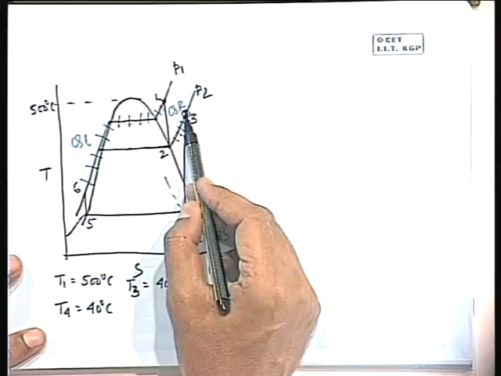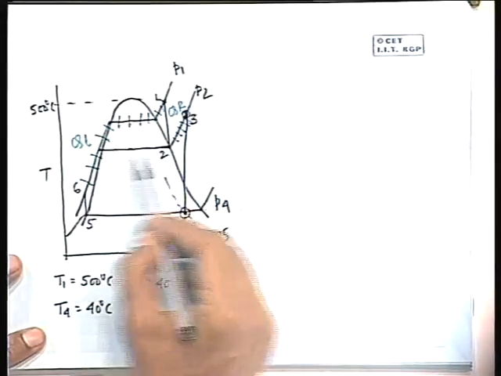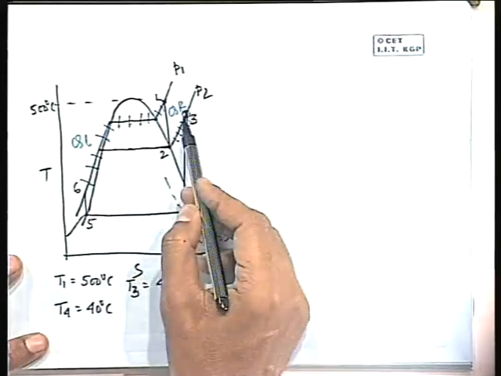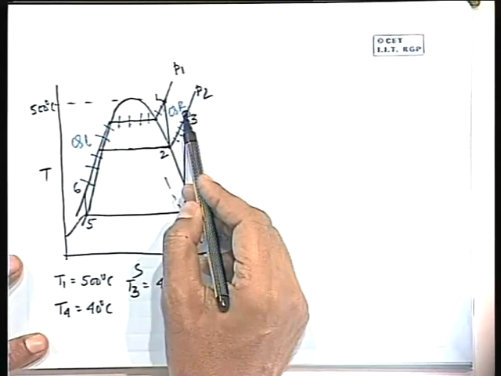You understand? Geometrically you see that this is the pressure. Geometrically, if the pressure lines are there in the TS plot, if you have a TS diagram, then you can find out this pressure.